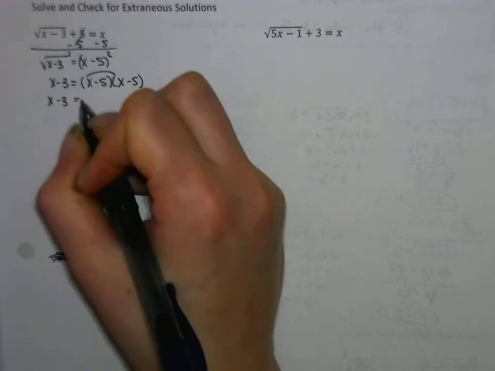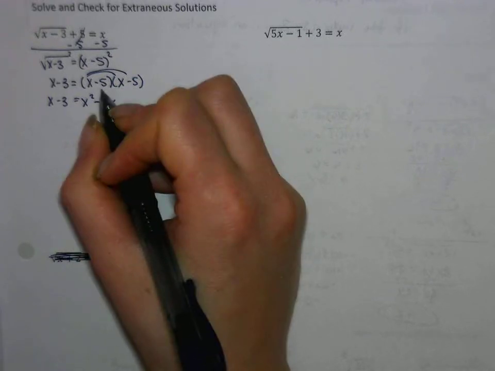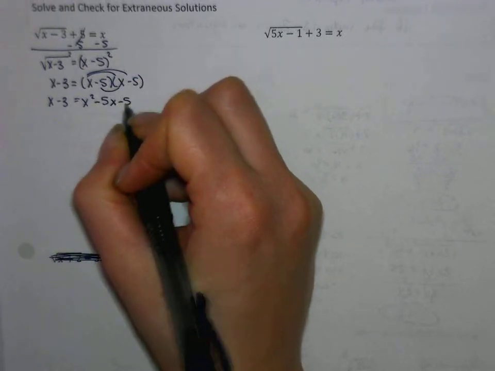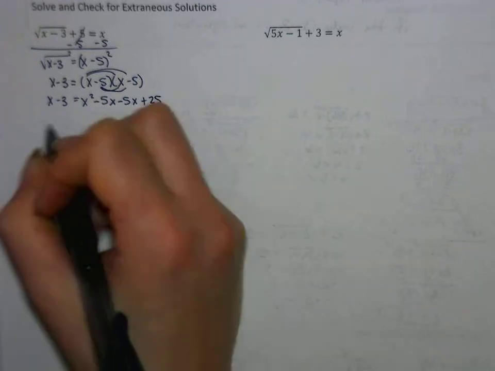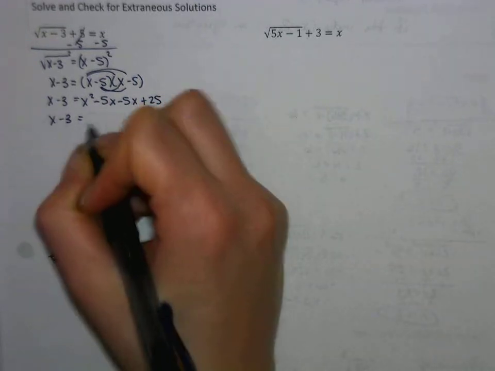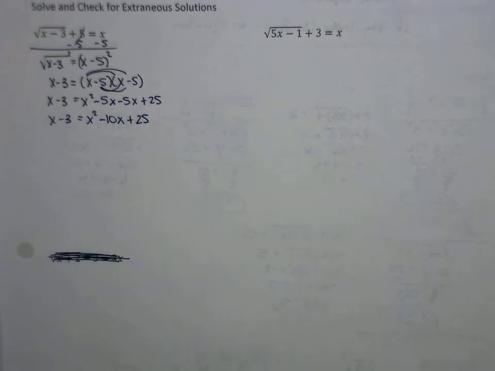So x times x is x squared. X times negative 5 is negative 5x. Negative 5 times x is negative 5x. And a negative 5 times negative 5 is a positive 25. So if we simplify down our right hand side, we have x squared minus 10x plus 25.